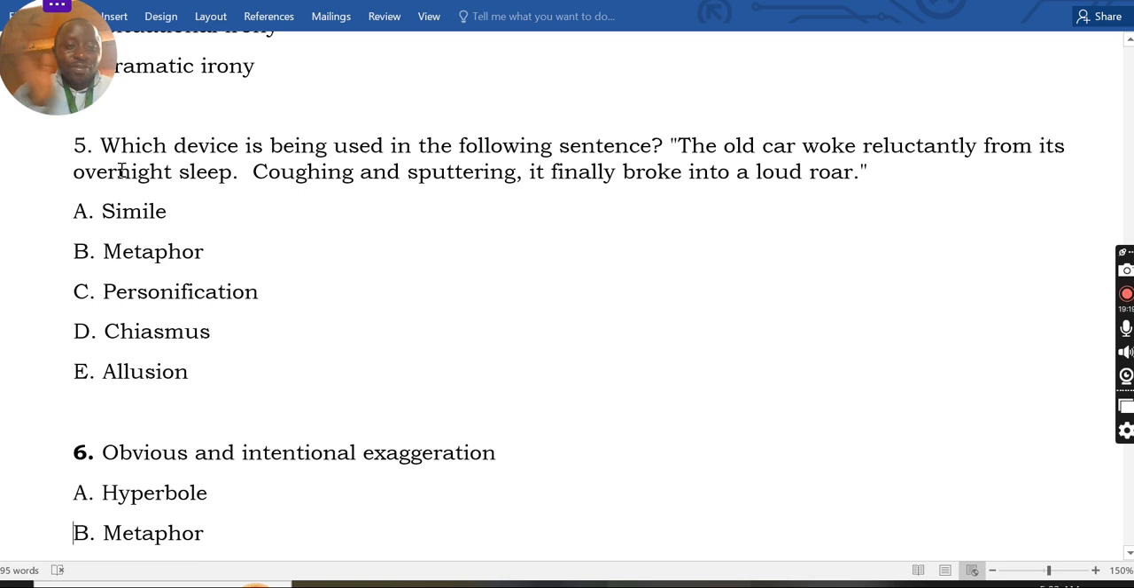Now we have seen that the car has been given a human quality, overnight sleep. Does a car sleep? Coughing. Coughing is a human quality. So when it is given to a car, it is C. Number C is personification. Good.